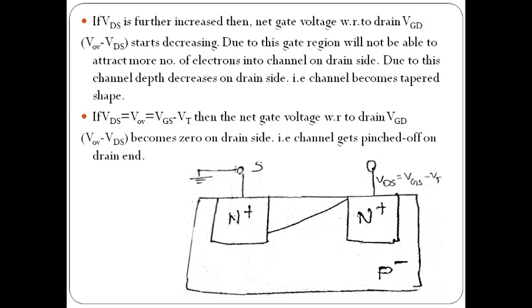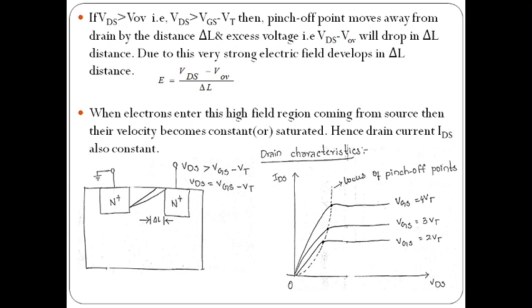If VDS equals VOV, which is VGS minus VT, then the net gate voltage with respect to drain, VGD, becomes 0. Why? Because VDS equals VOV, so VGD equals VOV minus VDS, so VGD becomes 0. The channel gets pinched off, so the channel cannot directly connect to the drain. It is disconnected, that means pinched off. Yes, it is pinched off at the drain end.